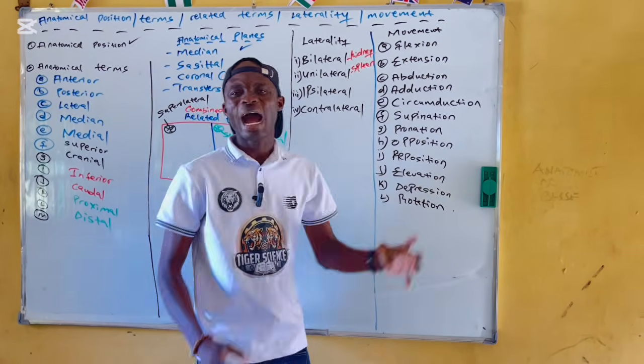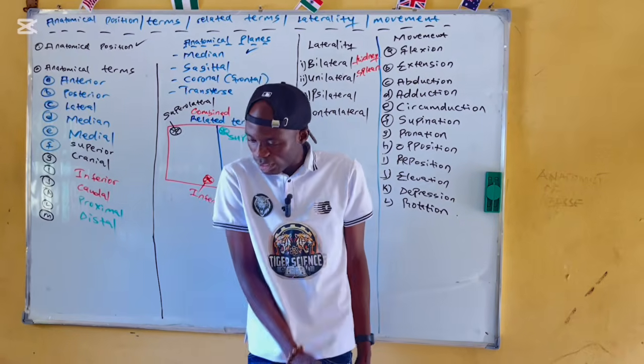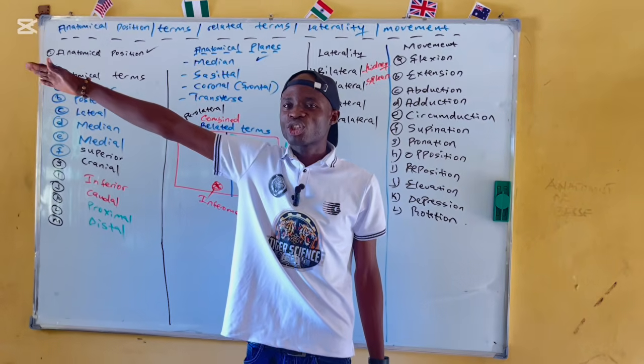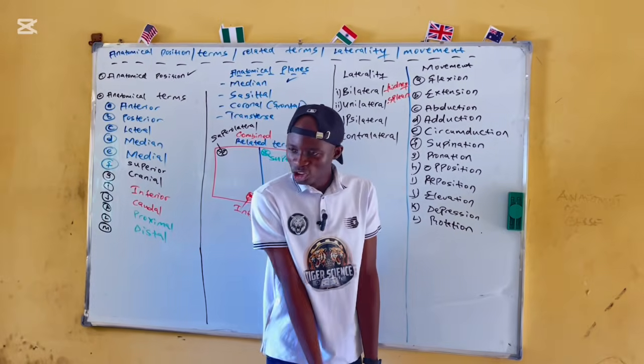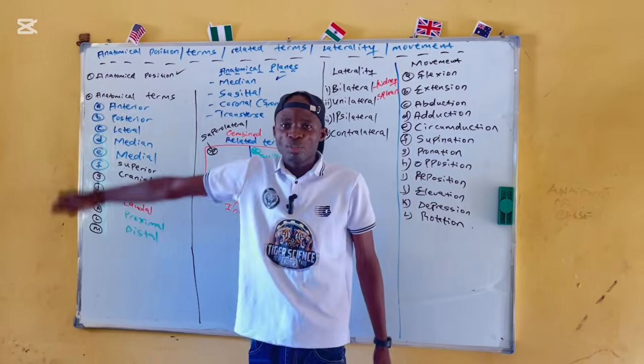And abduction is moving away from the midline. You see that? This is abduction of the hand. Adduction is moving closer to the middle. So abduction is moving away from the midline, adduction is moving closer to the midline.